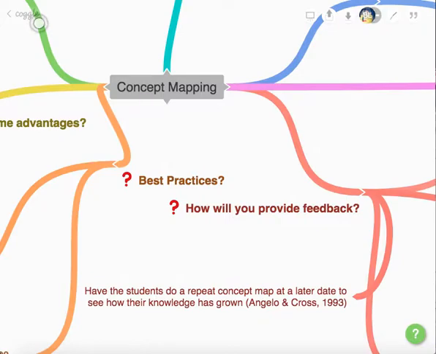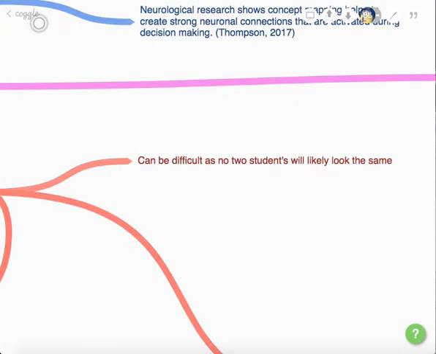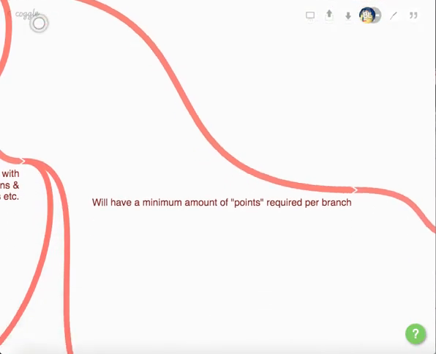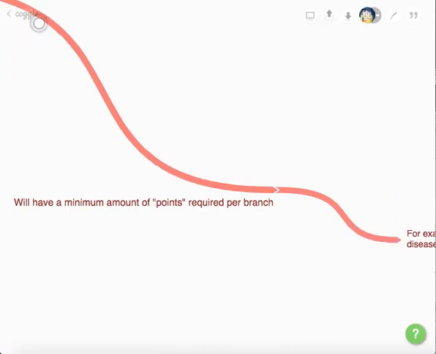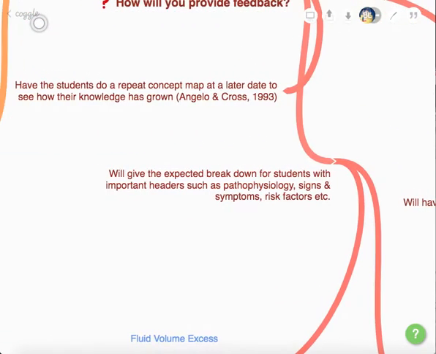In terms of how to provide feedback, this can be a little bit difficult as again, no two students will be exactly the same. As an instructor, depending on the topic, I would request that a certain amount of points be required per branch. For example, depending on the complexity of the disease, I could tell the students that they should have at least 3 points regarding the pathophysiology, and they should have 5 different risk factors, both modifiable and non-modifiable. For their first entrance into concept mapping, I can help by providing outlines that start to show how to organize information, encouraging creativity if the students want to try it a different way.